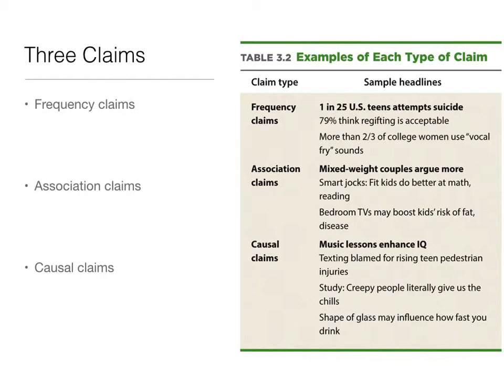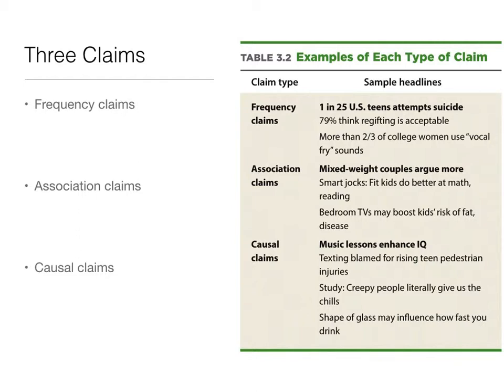Again, all we've been dealing with in these frequency claims and these association claims is measurement. Causal claims is when we're talking about cause and effect. And the only way that we can talk about cause and effect is through an experiment, and a true experiment at that. And this is where we're saying that our independent variable caused change on our dependent variable.